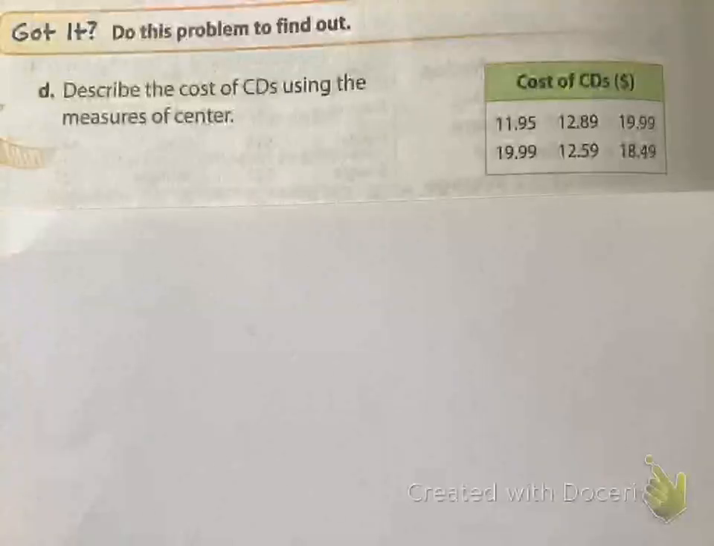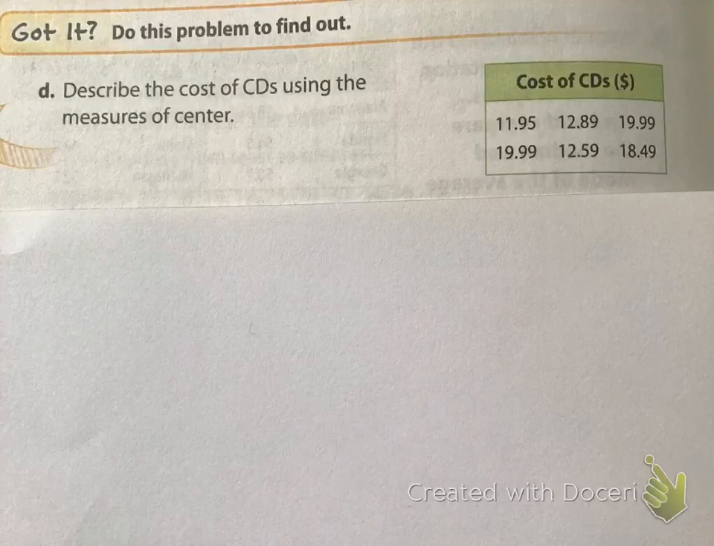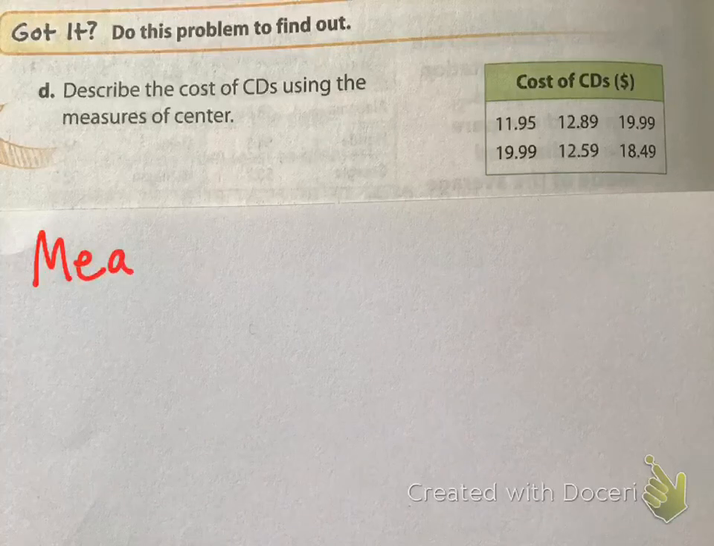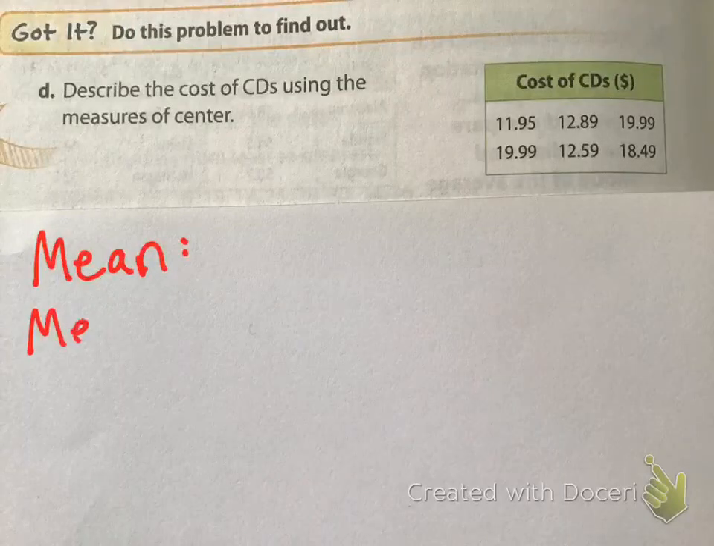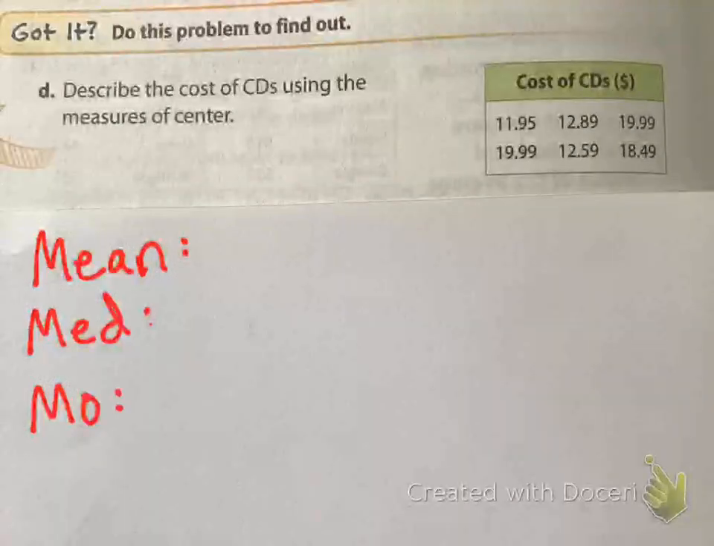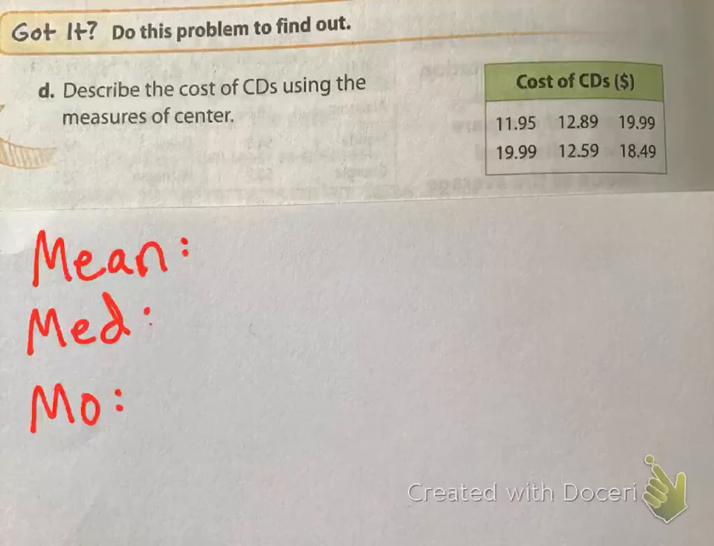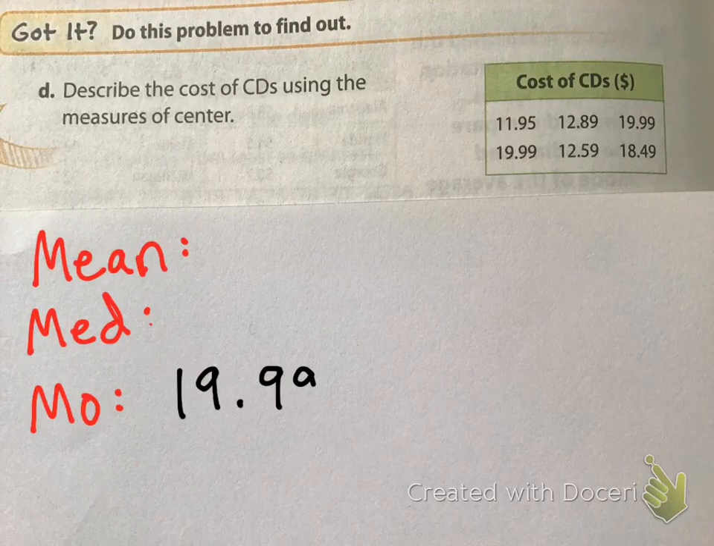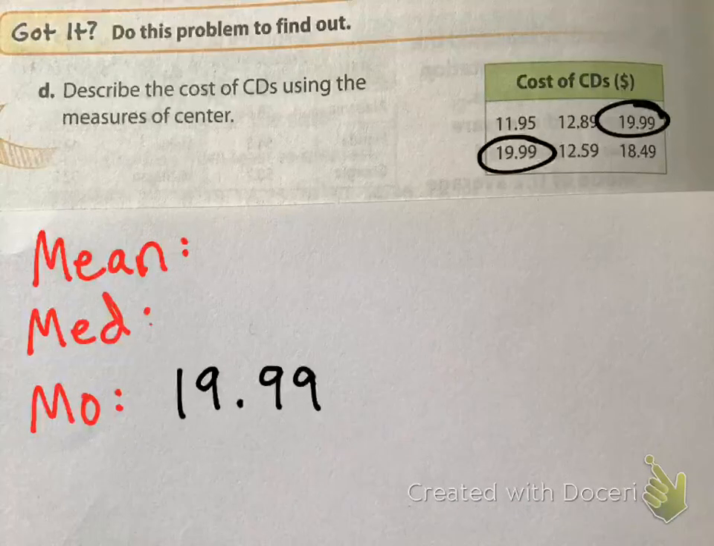So for D, describe the cost of CDs using the measure of center. Once again, they're all different measures of center. So we need to do the mean, the median, and the mode. I'm going to call on different people for each. Niels, what's our mode? I think it's 1999. Yes, 1999. Exactly. That's the number we see twice. None of our other numbers we see twice.